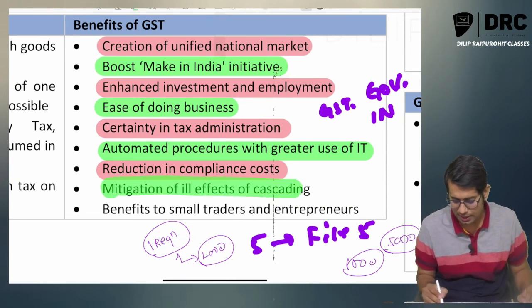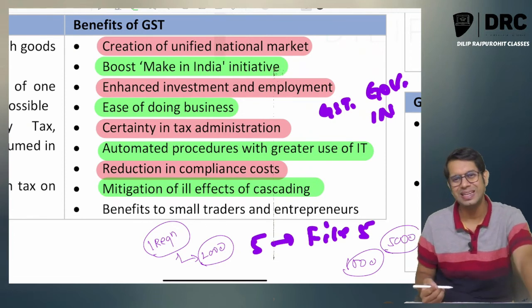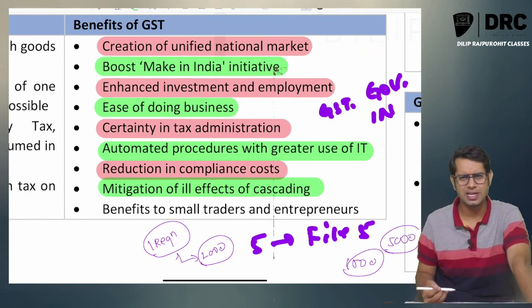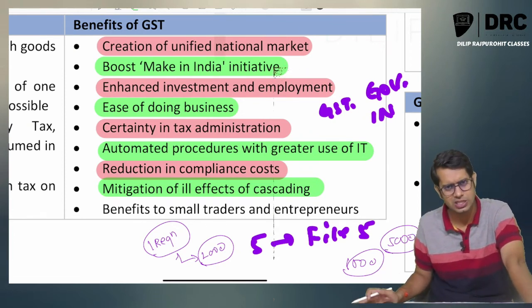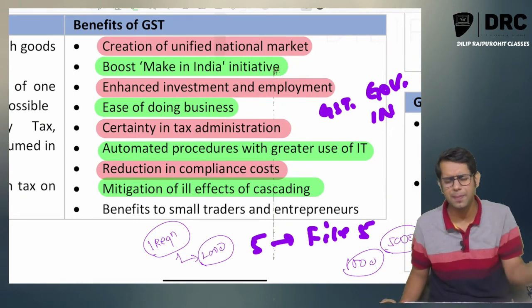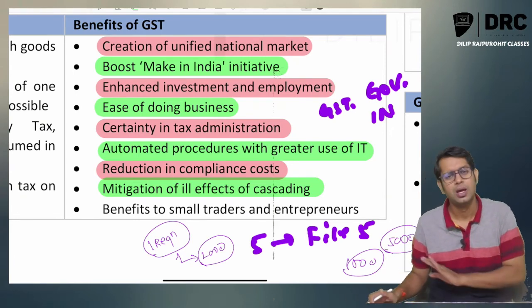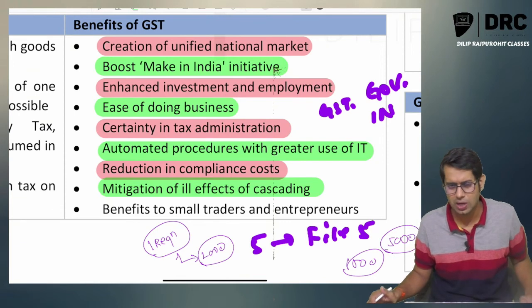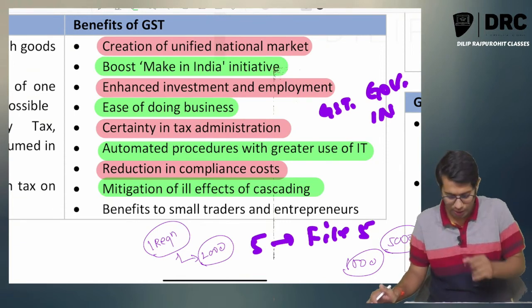And obviously GST is mitigating the ills of cascading effect. There is no cascading effect under GST law. In some cases it may happen, which we'll see in future, but under GST law cascading effect is not happening. Tax on tax system is not there.